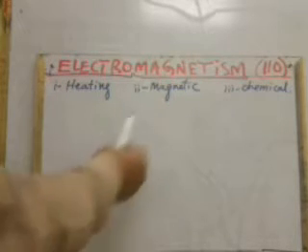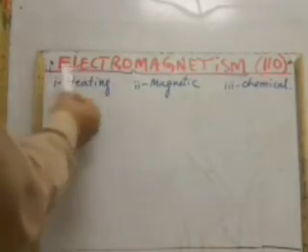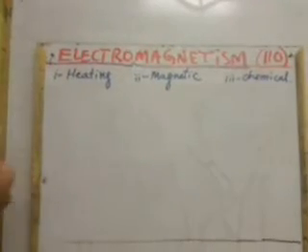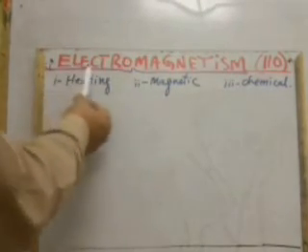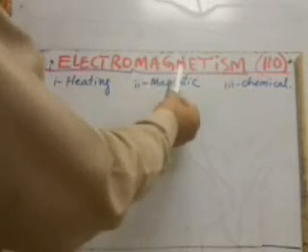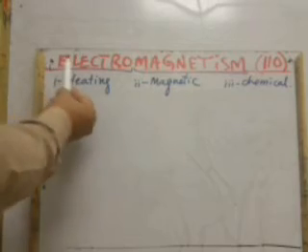Welcome back to the video session of chapter number 3, Electromagnetism. What is actually electromagnetism? Electromagnetism is a combination of two words, electro and magnetism. Electro is a word which is used for electricity or charge. Magnetism is for the magnetic effect of the magnet. So what is the word electromagnetism?